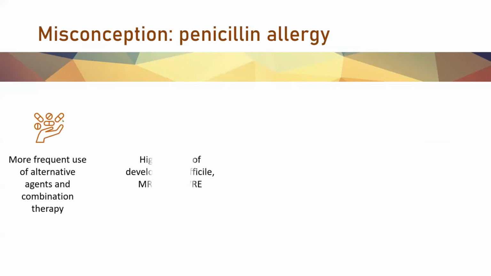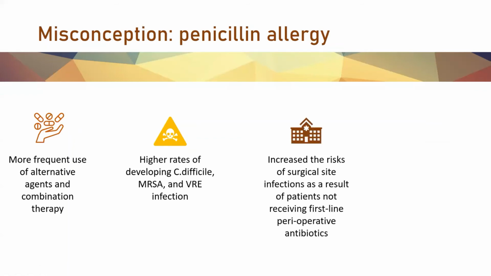So what are the consequences of labeling our patient as penicillin or beta-lactam allergic? There is a frequent use of second-line drugs, in combination, to obtain the same coverage of a penicillin. This leads to higher rates of hospital-acquired, antibiotic-associated infections, so Clostridium and MRSA or vancomycin-resistant enterococcal infection. And there is, as shown in several studies, an increased risk of surgical site infection because the patients are receiving antibiotics which are not considered the first choice.